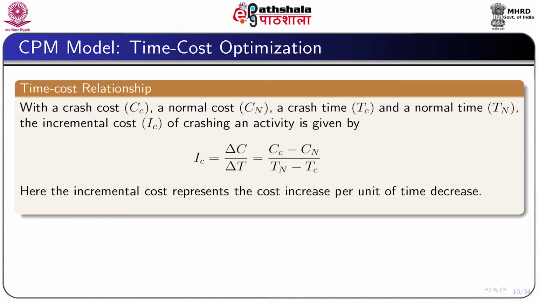With a crash cost Cc, a normal cost Cn, a crash time Tc and a normal time Tn, the incremental cost Ic of crashing an activity is given by the slope Ic equal to delta C by delta T, which is equal to (Cc minus Cn) divided by (Tn minus Tc). In effect, the incremental cost represents the cost increase per unit of time decrease.